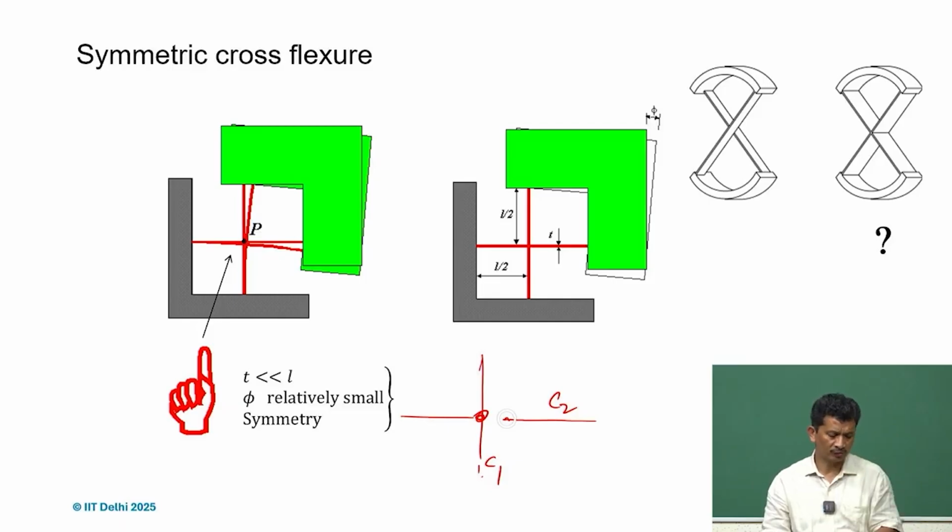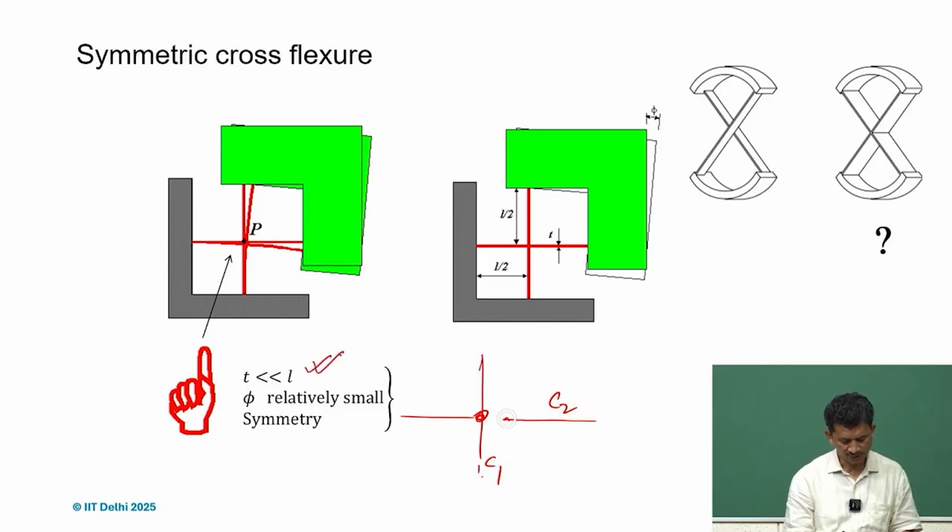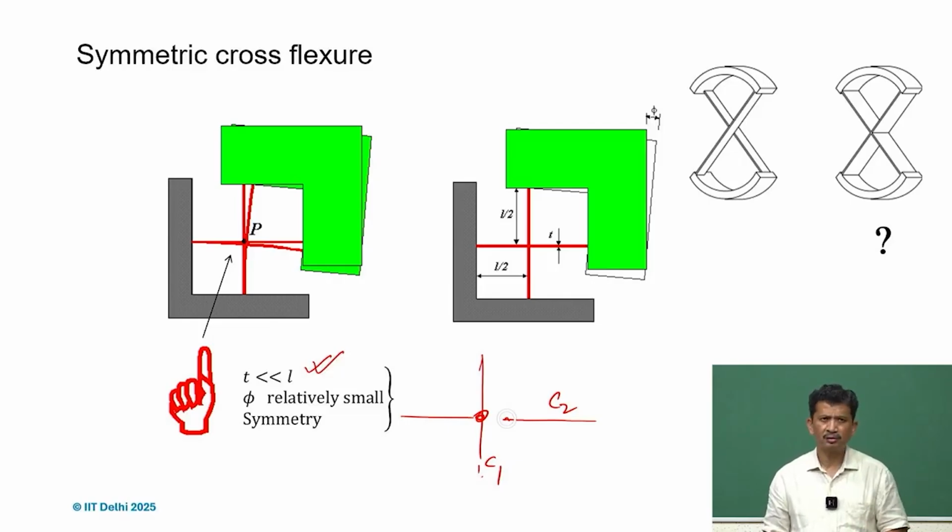For very small rotation, yes, that's fine. And here it looks like symmetric cross flexures, called symmetric because the lengths are the same, and the thickness is way smaller than the overall length, so it can flex. In two dimensions it looks overlapping, and one may think it is intersecting, but essentially it should not overlap, because this is the arrangement we are talking about.